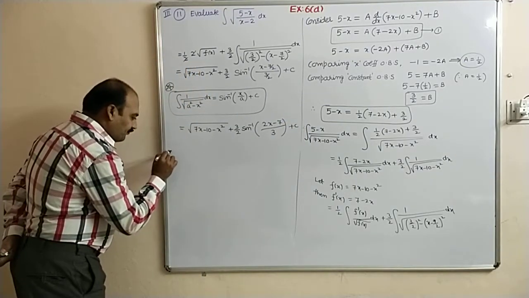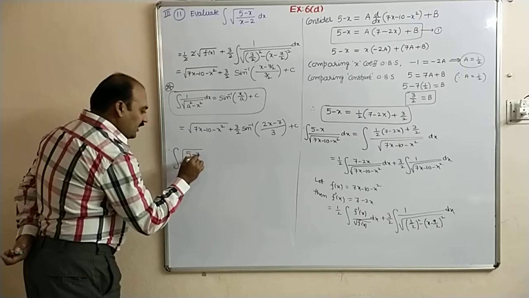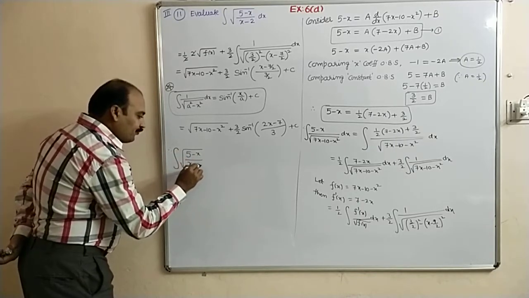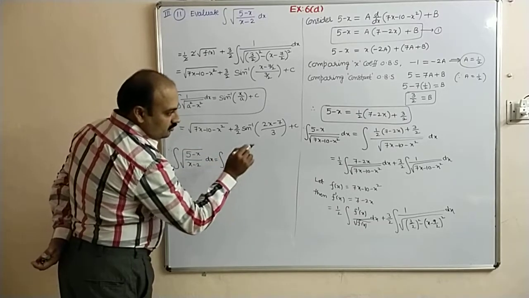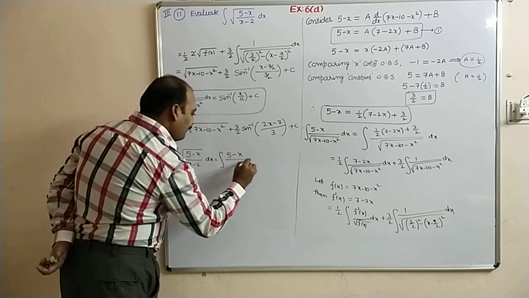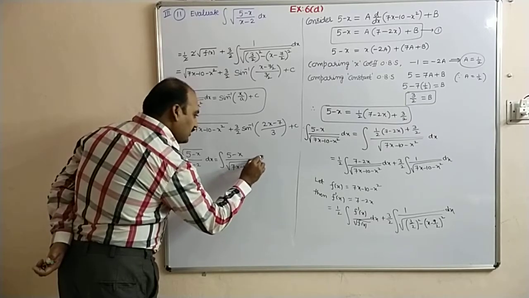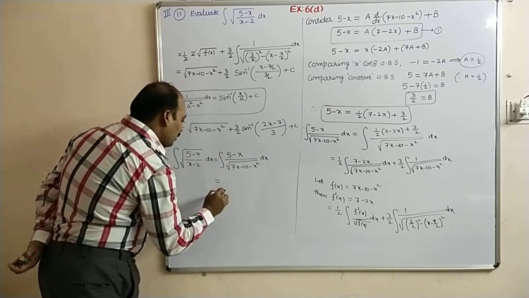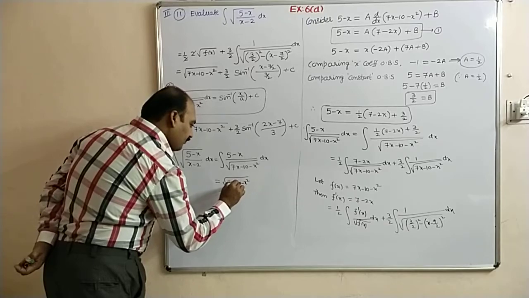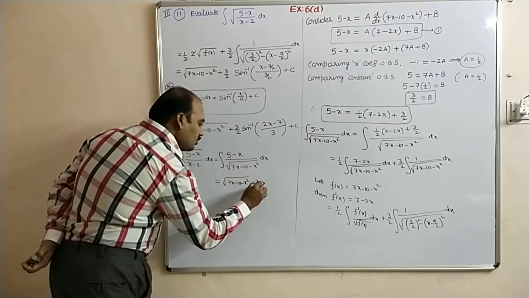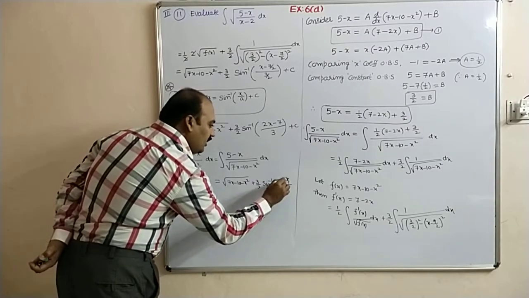Therefore, conclusion step. Integral of square root of (5 minus x) divided by (x minus 2) into dx, which is also equal to integral of 5 minus x divided by square root of 7x minus 10 minus x square into dx, equal to square root of 7x minus 10 minus x square plus 3 by 2 into sine inverse of (2x minus 7) divided by 3 plus c.